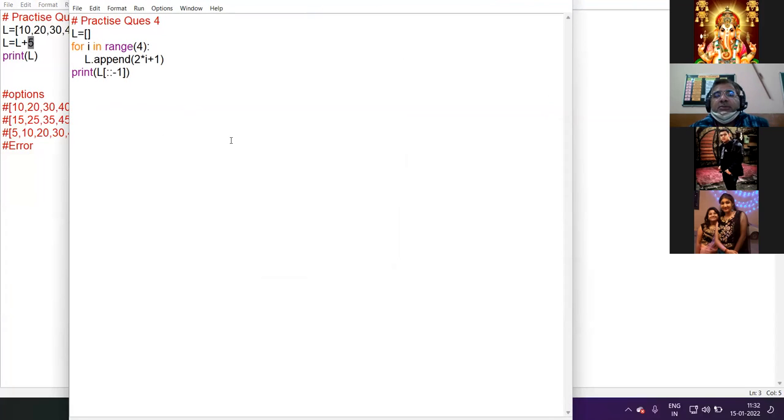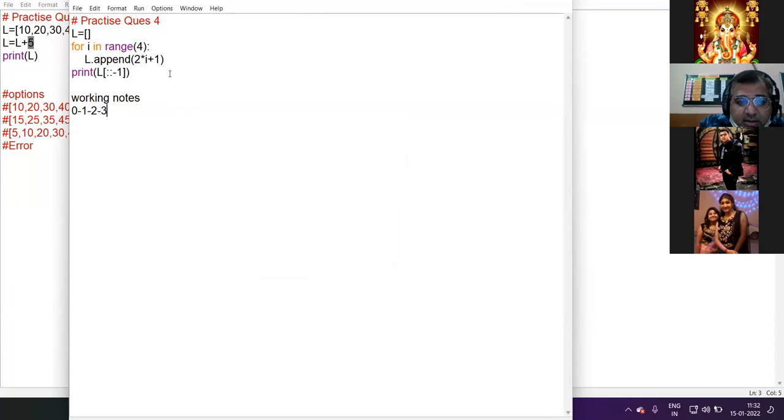Okay. Go with this output question. All of you solve this question in your notebook. I have an empty list, and I'm running the for loop from 0 to 3. I make the working notes over here.